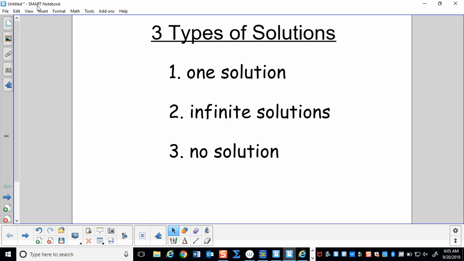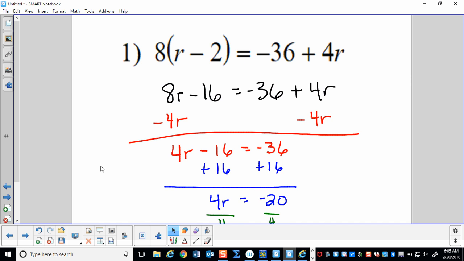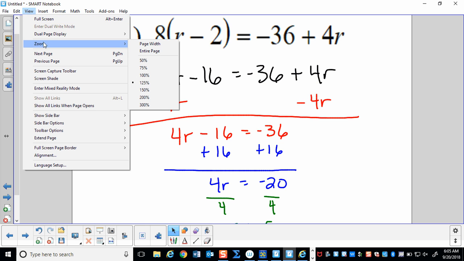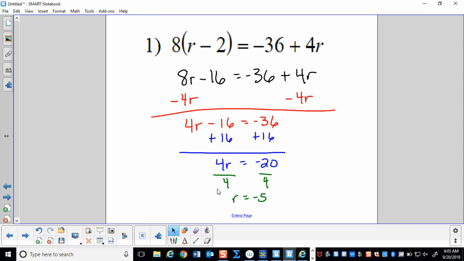Today we'll look at the three types of solutions we can get when solving equations: one solution, infinite solutions, or no solutions. So we're familiar with this first type of problem where we solve and we get one answer. In this instance, r is equal to -5. This is an example of when we solve an equation and get one solution.